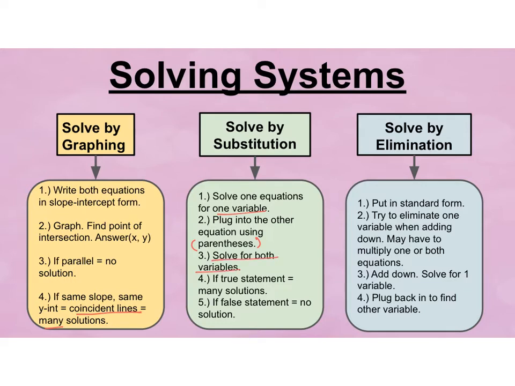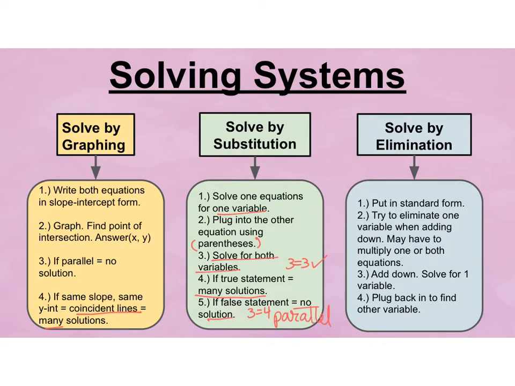If you get a true statement, something like 3 equals 3, which is a true statement, that means you'll have many solutions because they're parallel lines. Sorry, they're coincident lines. And if you have a false statement, something like 3 equals 4, that means you have no solution, and those are going to be parallel.